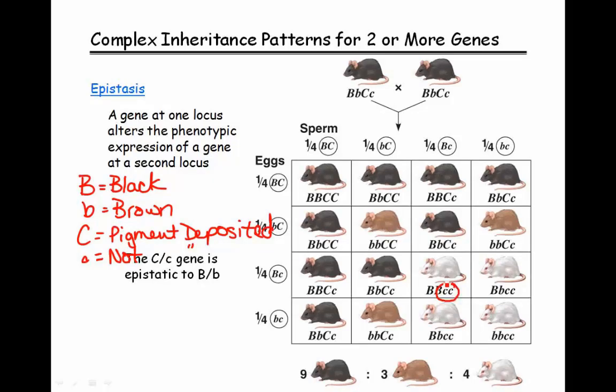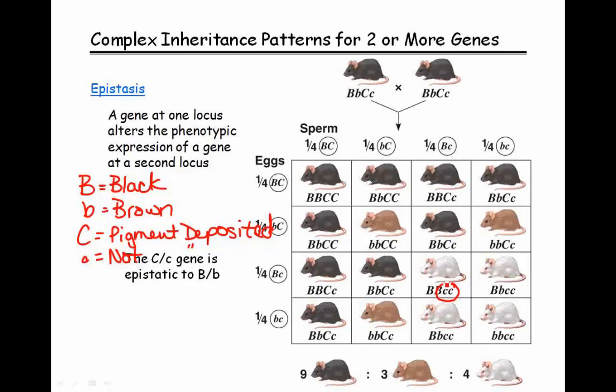If we have two lowercase c's, that means that the color, whatever it happens to be, is not getting deposited in the hair. And if it does not get deposited in the hair, it really doesn't matter what the B gene is or what the alleles we have for the B gene are. So when we're talking about epistasis, in this case, you've got this C gene that controls whether we even get to see the phenotype of the B gene.